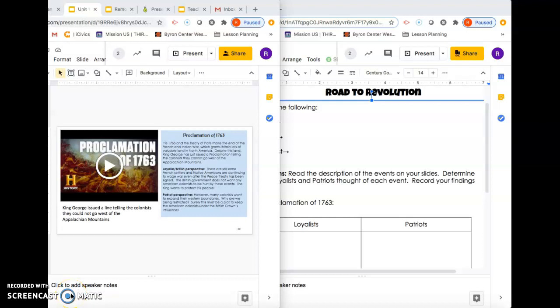For this assignment, you're going to need to read each of the blue boxes on these slides to tell you more about these events that pushed the colonists closer to revolution. So, let's do the first one together.